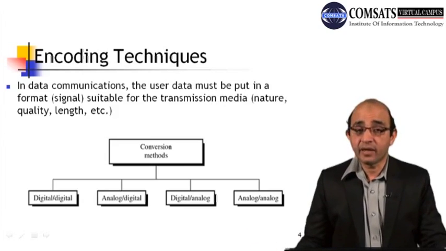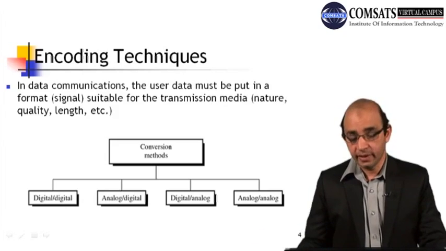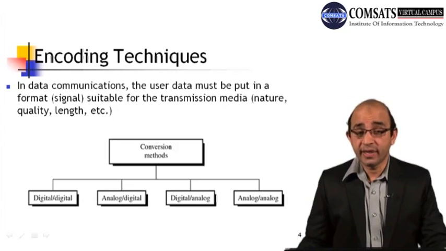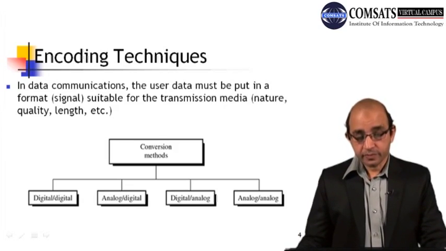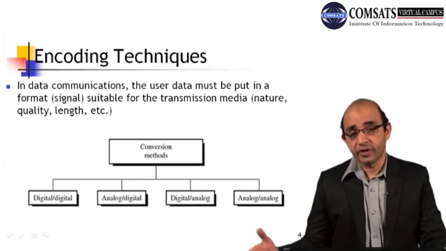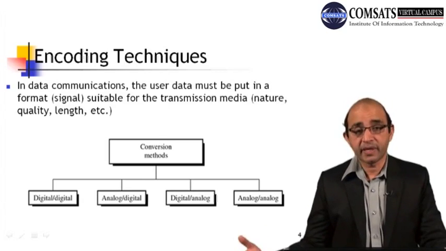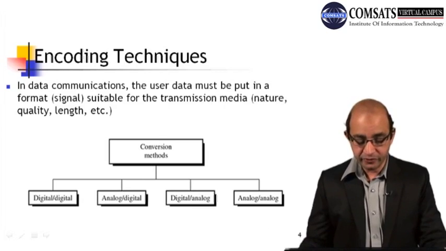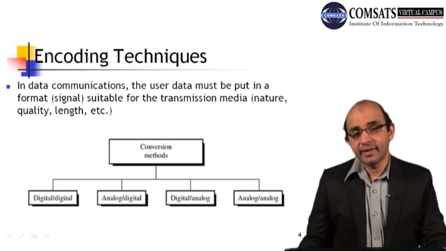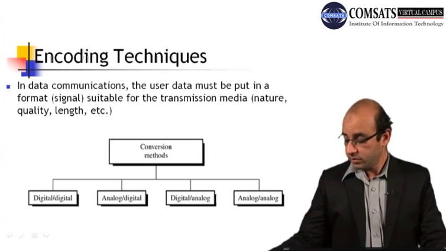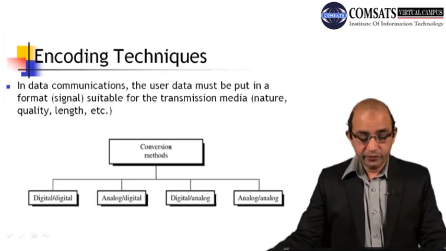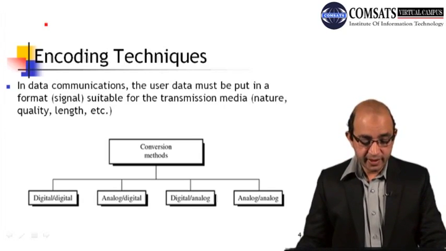And then if we have analog data, for example my voice, we again have two choices. One is analog data with digital signaling, so we can use, for example, PCM to transmit that data from one point to another point, or to make it compatible for some media and so forth. And then again analog data and analog signaling. So we have four choices over here: digital data with digital signaling, and so on.